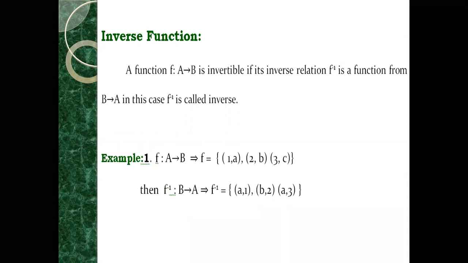If a function has an inverse function, it must be bijective. Bijective means it is a one-one and onto function.